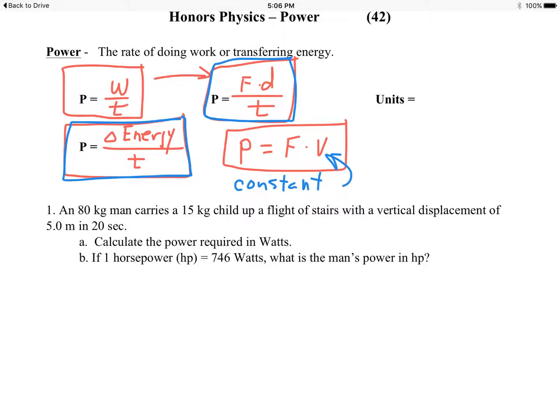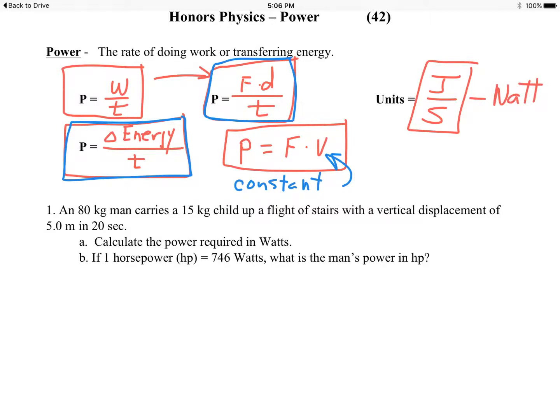Now, the units for power. Let's go back to the first equation. It's work over time, or energy over time. Well, work is in joules, and then time is in seconds. So power is in joules per second. Those are the units. We do have a name for this. This is called a watt.